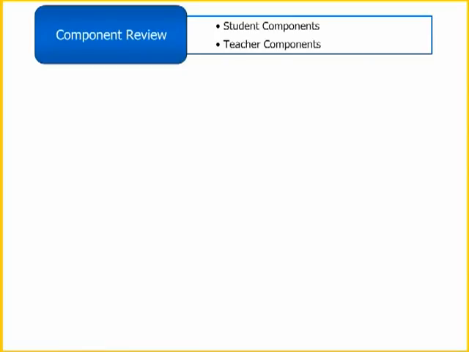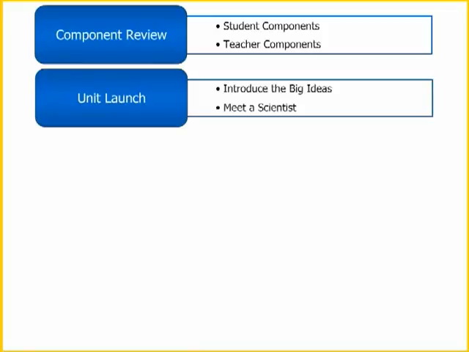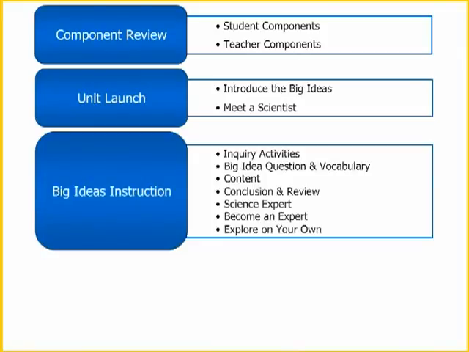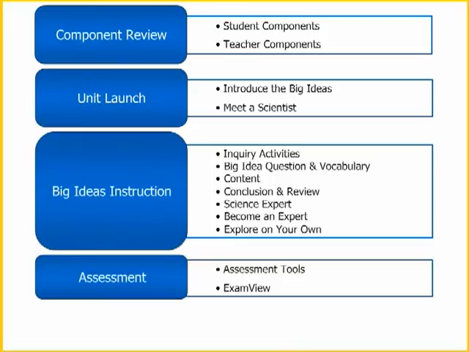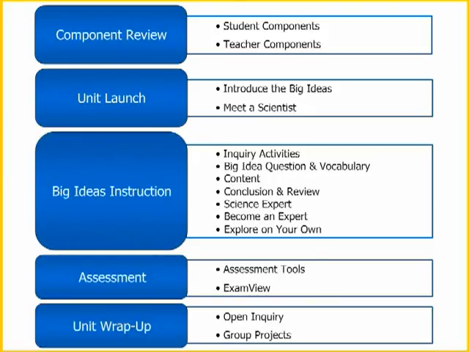In this session, we'll be taking a thorough look at the instruction in NG Science Grades 3 through 5. We'll begin by reviewing the NG Science student and teacher components, including an overview of all of the resources that are built right into the Big Idea resource books. Then we'll get into the instruction for the unit launch. Next, we'll take a detailed look at the Big Ideas instruction found in each chapter, and we'll also take a look at the NG Science assessment tools that are available to you. And finally, we'll give a quick look at the unit wrap-up.